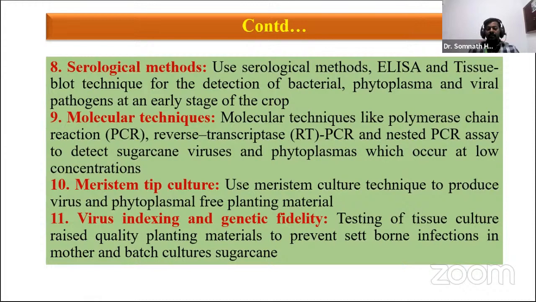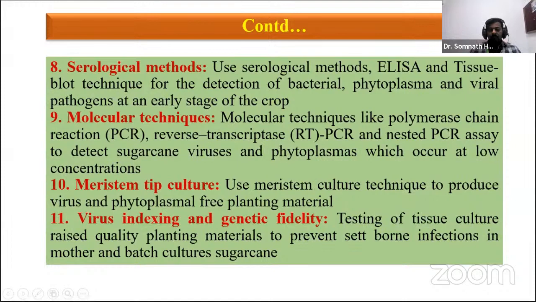For molecular techniques, we follow PCR, which stands for polymerase chain reaction, reverse transcription polymerase chain reaction, and nested PCR. Generally, nested PCR is used for the detection of phytoplasma. Why do we follow nested PCR for the detection of phytoplasma? Because phytoplasmas are available in very low concentration in the host. So we need to follow nested PCR in order to get the desired results. Initially we target a large segment for PCR amplification, and in the next round we target a smaller region for amplification of the phytoplasma, the ITS region.